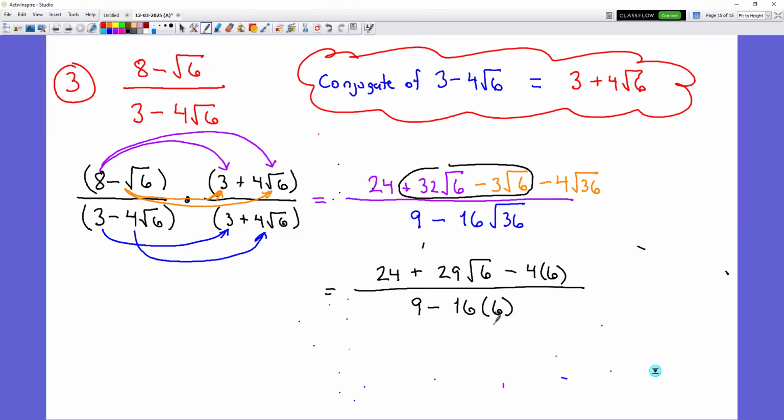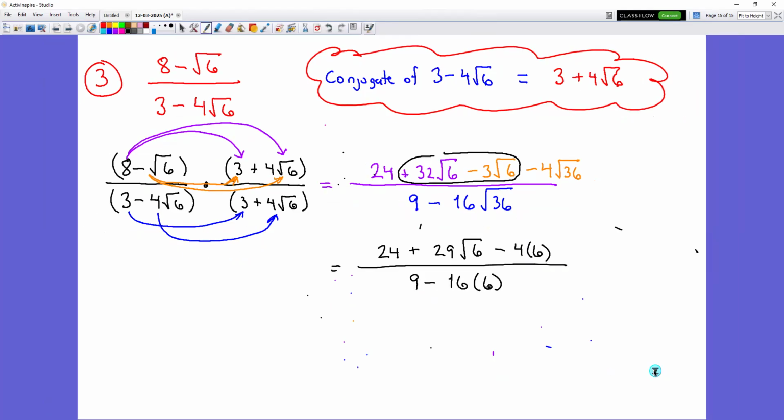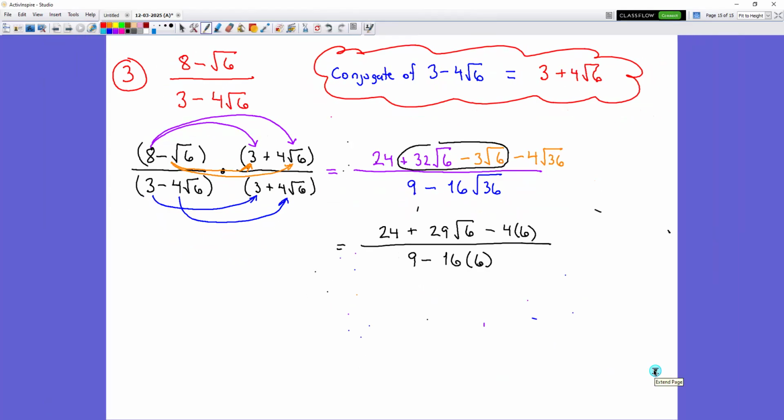All right, so now let's continue to simplify this. So now the next thing we'll do is write down 24 plus 29 square root of 6. And of course, we have negative 4 times 6, so that's going to be negative 24. Got that. On the denominator, we have 9, and then we have minus 16 times 6. Well, 16 times 6 is going to be 96. So it's going to be 9 minus 96. So that's what we have. And now let's continue even further.